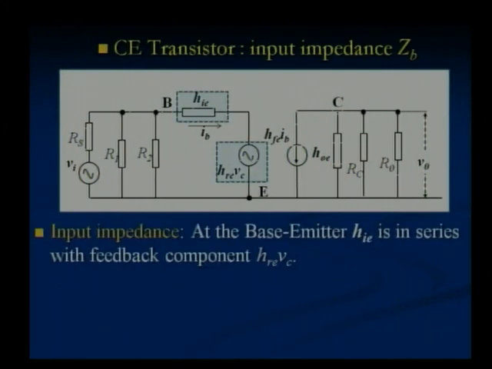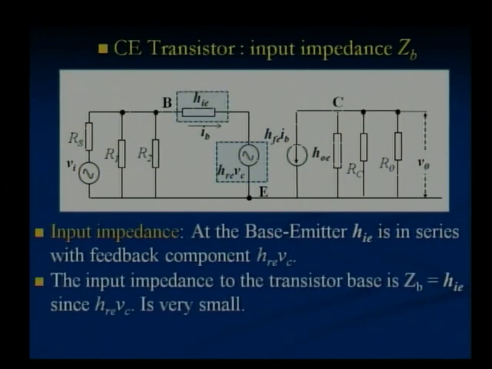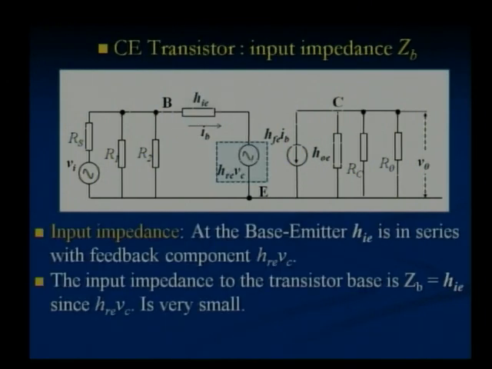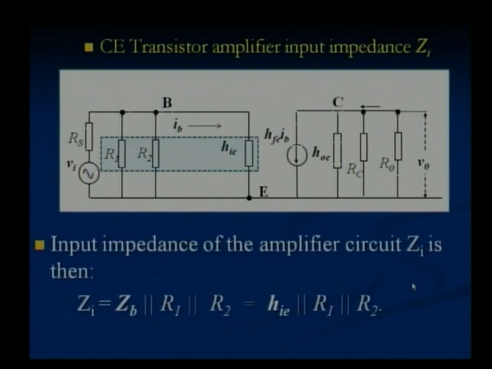Input impedance. Now this circuit that we have known earlier, how do we define it? The base and emitter is in series with h_re V_c, but we know that h_re is very small, so it can be neglected, and simply the input impedance of the device is represented by Z_B equals h_ie. Now, what is the overall impedance of the transistor amplifier circuit? We have h_ie as Z_B.